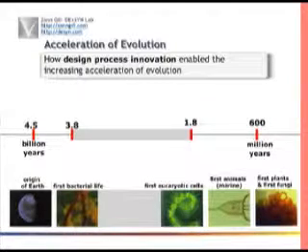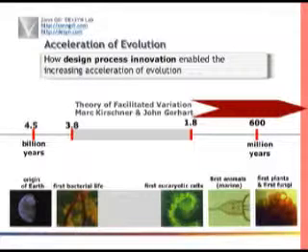Well, first of all, we need to look at ourselves. We've only been here for 2.5 million years. So there's this enormous acceleration of evolution. And the question is, what was going on for the 2 billion years that it took to go from bacterial cells to eukaryotic cells?